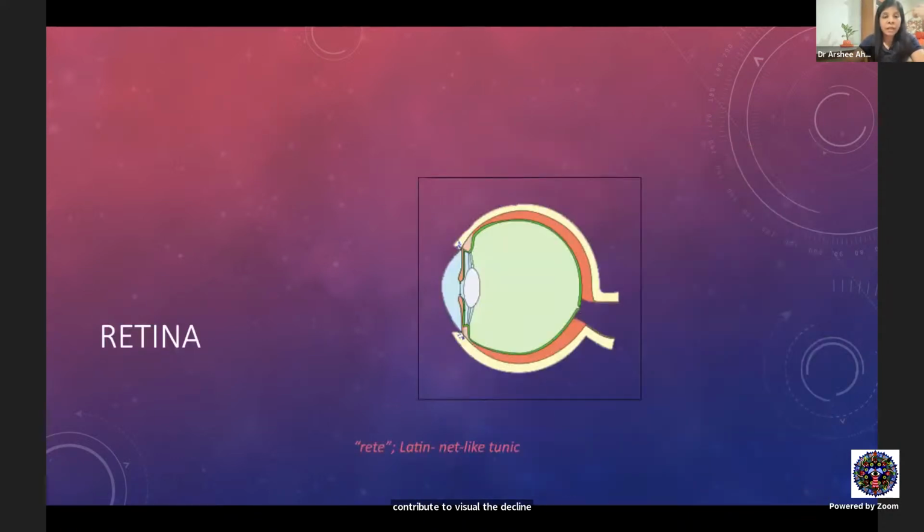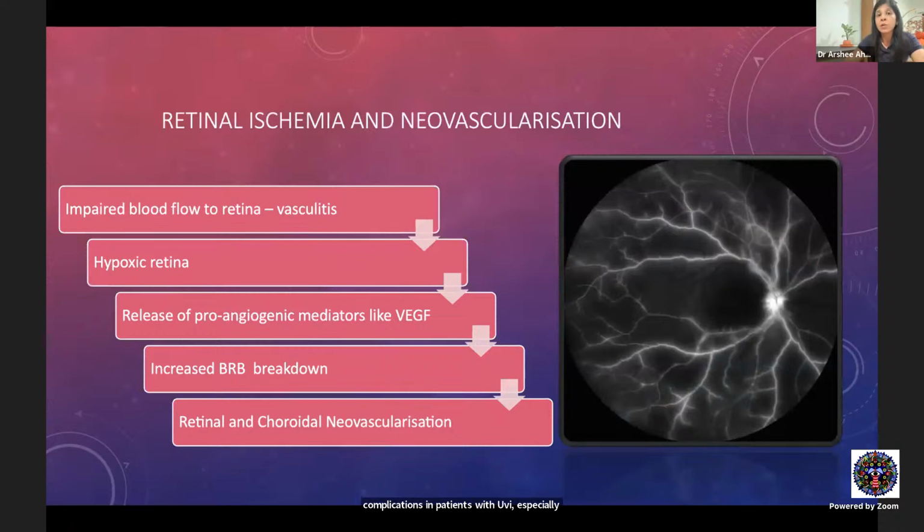Now, next is moving to the retina. So the retina can, again, of course, develop various sorts of complications in patients with uveitis, especially more so when there is posterior uveitis. So first is speaking about retinal ischemia and neovascularization.